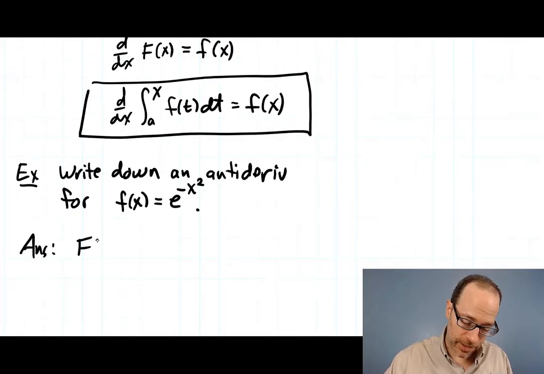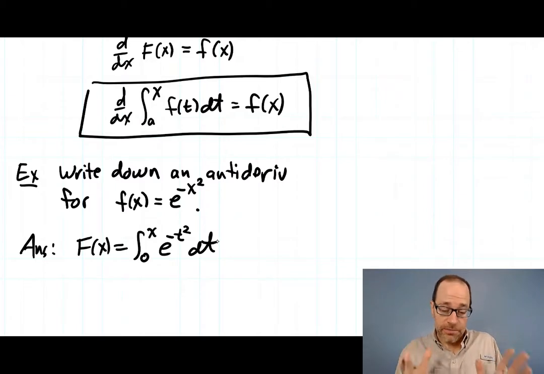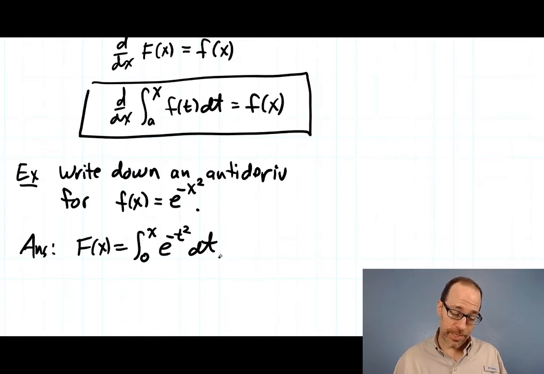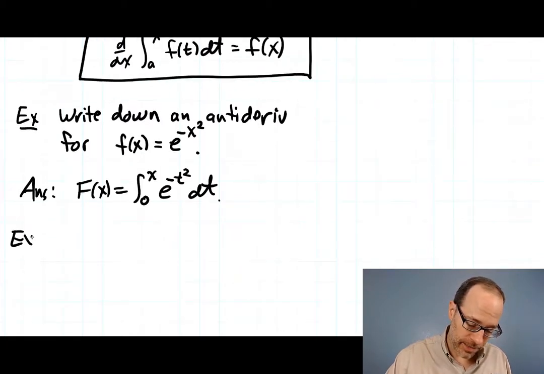The answer is the function capital F, defined as the integral from 0 up to x of e to the minus t squared dt. And we can't do anything more with it. That's the whole function. So computers, of course, can approximate integrals really well, so they can sketch this and calculate it to any precision we need. So this is actually the best you can do, at least as far as we are with calculus, for writing the antiderivative for that.